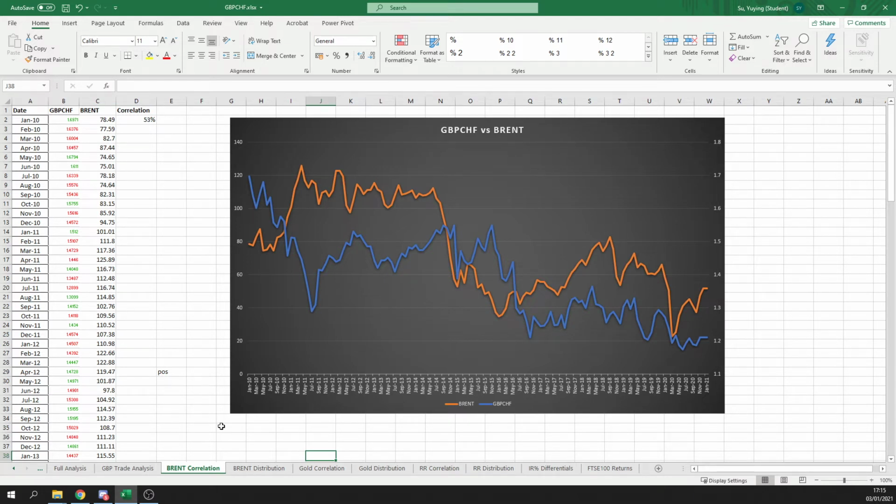And that means, 53%, so over half of the time that Brent oil prices go up, GBP Swiss franc follows. When Brent oil prices go down, over 50% of the time, GBP Swiss franc price follows. This is why it's really important to include the different types of export analysis within your overall system.